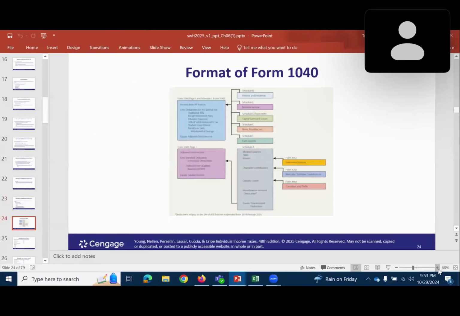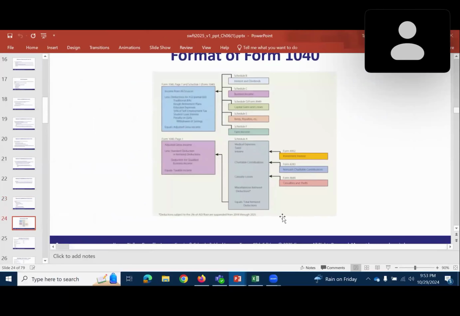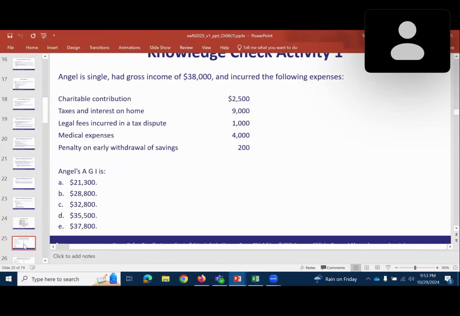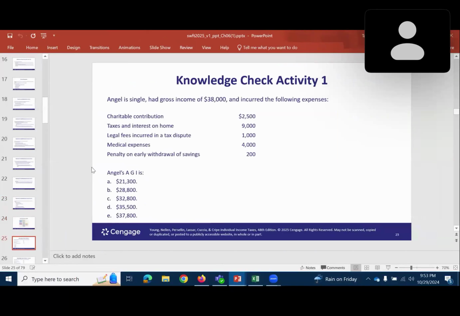This is what your format for your 1040 is. Now, it's a little outdated because the Schedule E and Schedule F should all actually be moved over here to the right because they flow into the Schedule 1. That's something that's changed, and they never updated this slide. So I want you to pause this, and I want you to tell me what is Angel's AGI. You're going to pause this, do the calculation, and then come back and do the answer.